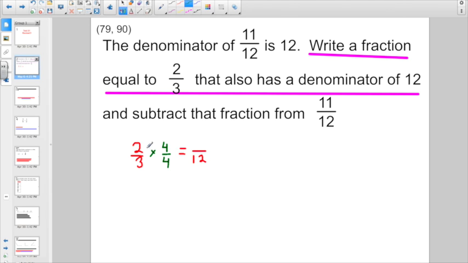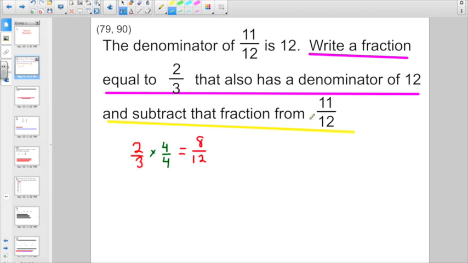So now I go numerator times numerator, 2 times 4. Well, 2 times 4, that's going to give us 8. So I have 8/12, but I'm not done yet. Now they want you to subtract that fraction from 11/12. And this gets a little bit tricky in reading. From 11/12, sometimes students want to go and put 8/12 on top and subtract 11/12. But you're subtracting it from 11/12.